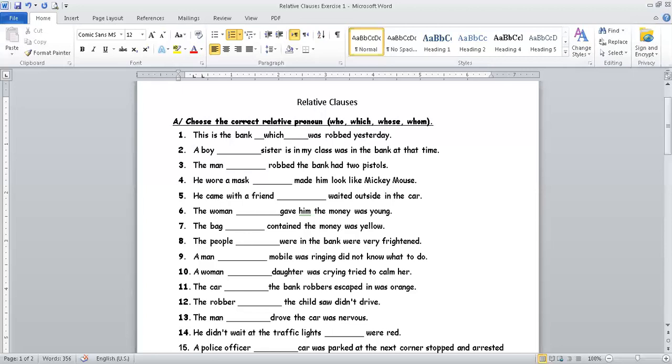Sentence 2, a boy ___ sister is in my class was in the bank at that time. We want to define a boy's sister, his sister. This sentence shows possession, and sister, which is after the blank space, is a noun. So the relative pronoun which is always followed by a noun is whose, as we said. Let me write whose in sentence number 2.